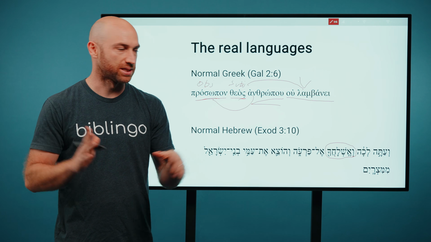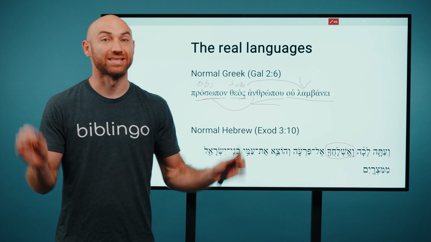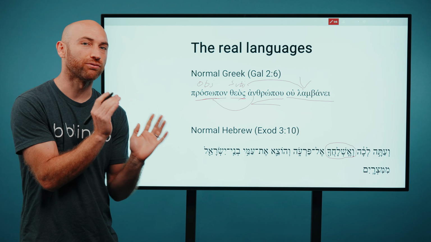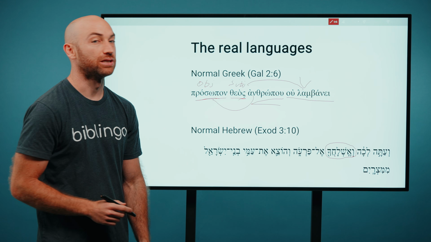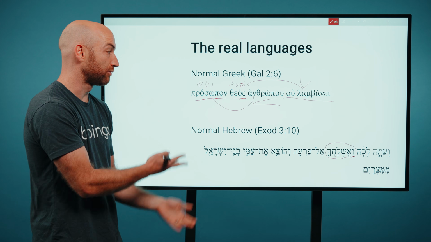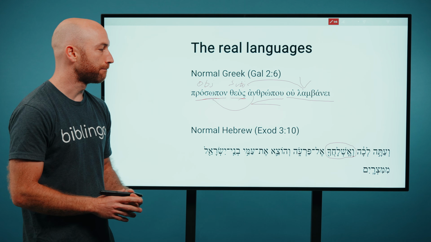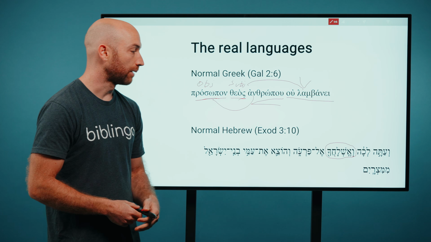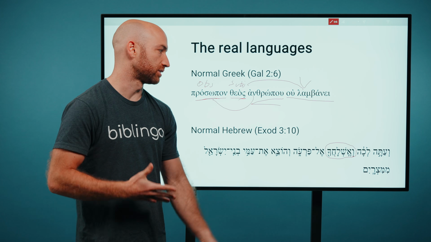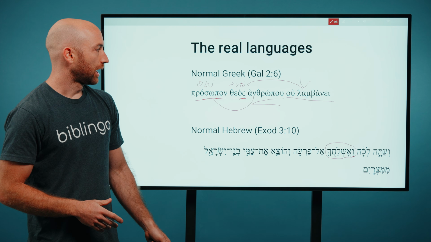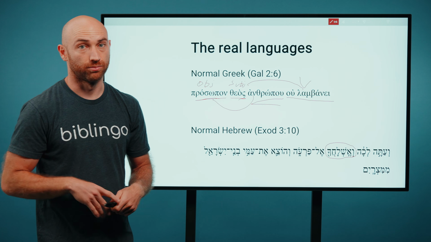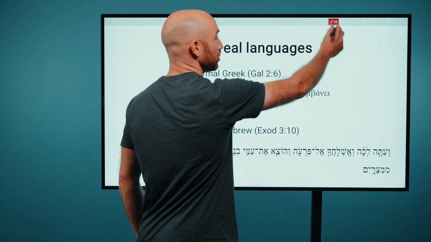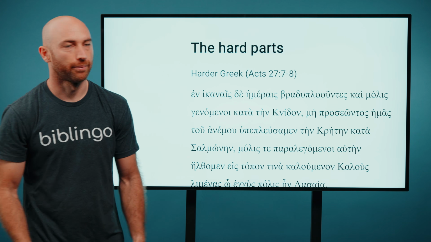I'm certainly not saying that Hebrew syntax is the same as English, but you don't seem to have quite the level of complexity as you do in Greek syntax. So in that respect, if you're getting into the real languages, there are things about Hebrew that are maybe more difficult, like the fact that you can put 5 words into 1 word. And there are things about Greek that might be a little bit more difficult, namely the syntax and the word order. Okay, now let's get into some hard parts of these languages.